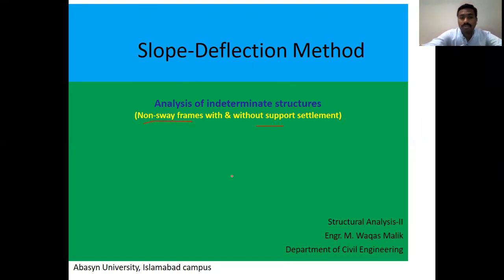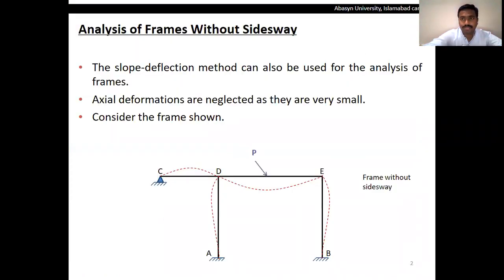In non-sway frames, we have two types of conditions: one with support settlement and the other without support settlement. As far as non-sway frames, or frames without sideways sway, are concerned, we usually neglect the axial deformations. Why? Because they are usually very small as compared to bending deflections, or as compared to shear or bending moment in the beams.